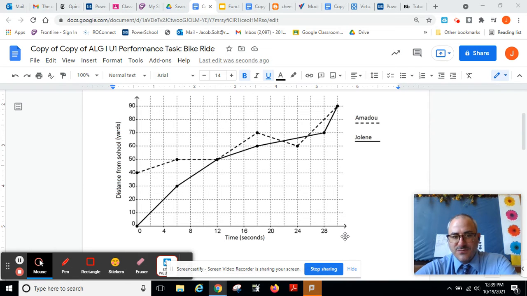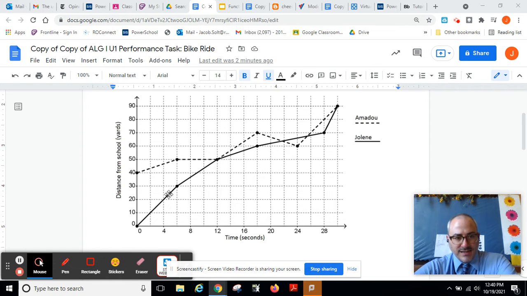What about the y-axis? What's the label of the y-axis? That should be pretty easy. Yeah, hopefully you're saying it's the distance from school, right? The y-axis is the vertical. The y-axis is this vertical line from 0 to 90 on this graph. The x-axis is from 0 to 28, the horizontal line on this graph. All right, so this graph is showing us a relationship of the distance from school compared to time, over time. Distance from school over time.